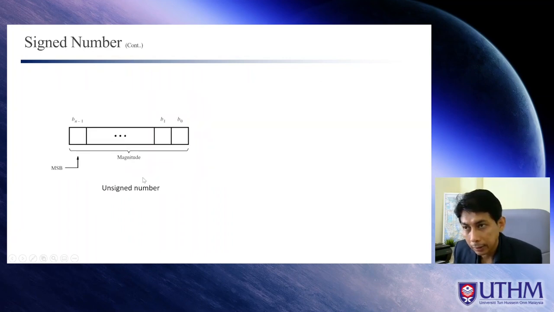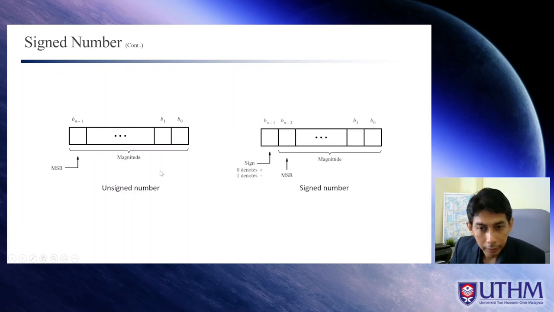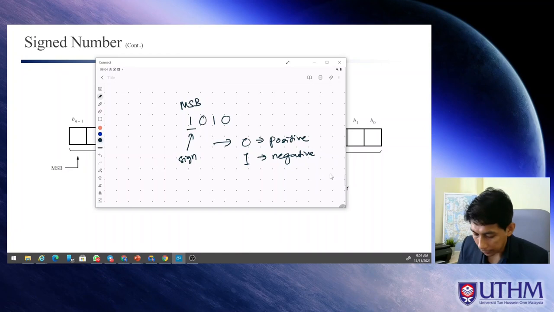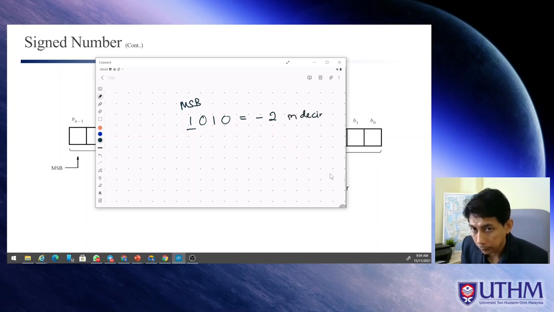So we have the first representation here. We call it sign and magnitude representation, where the MSB is called the sign bit, and after that is the magnitude, which is the unsigned positive number. The first one will be the sign, and the rest will be the magnitude. So for example, this is equivalent to minus 2 in decimal, because we have sign equal to 1, meaning negative, and the magnitude here is 010.